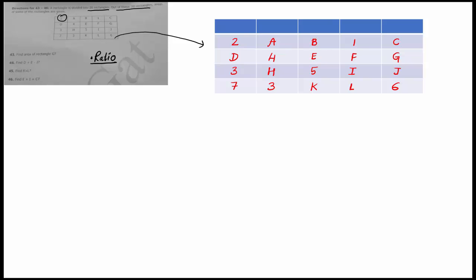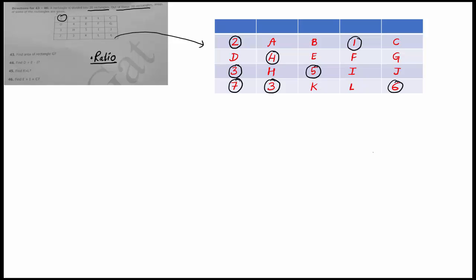Each smaller rectangle has a certain area, and that is like this one has an area of 2, this one has an area of 1, this one has an area of 4, this one has an area of 3, 5, 7, 3 and 6. And what else can we do?